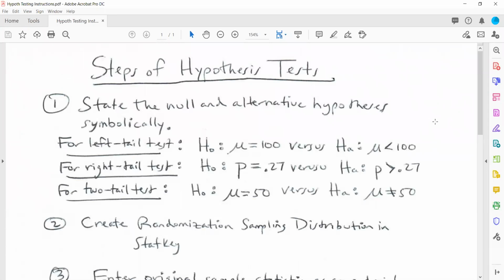All right, so let's stop sharing this. And I'm going to go now into StatKey. Let's make sure StatKey is open. Second. Yep, it's open. Okay. So let me share StatKey with you.